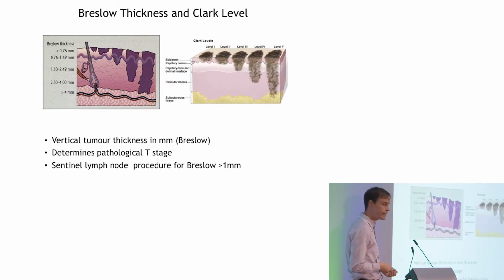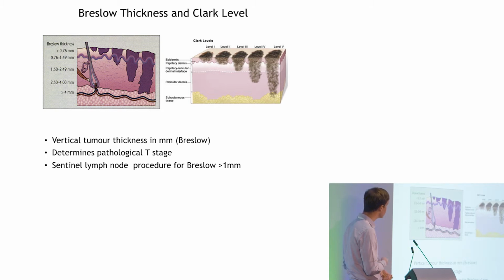The next data set items are the Breslow thickness and the Clark level. And broadly speaking, these two refer to the same thing, which is how deep into the skin the tumour has invaded. The Breslow thickness is a vertical measurement in millimetres, and the Clark level is a description of the deepest layer of the skin that has been invaded by the tumour. And both of these are important to include in the reports because they will determine the pathological T stage.